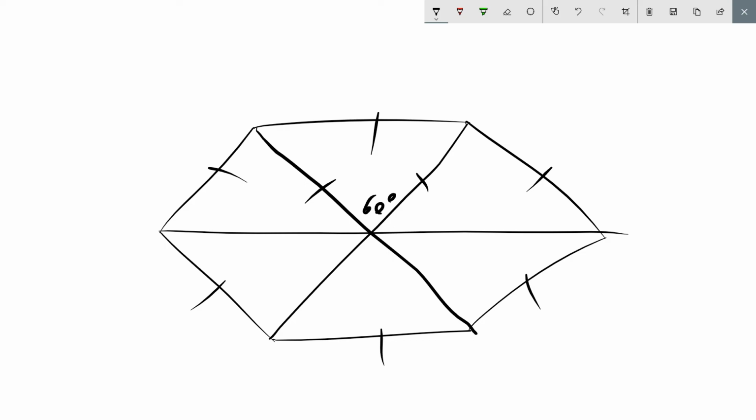So if you have a shape like this, see if you can turn it into smaller shapes that you can work out, so you can work out what this shape's area is.